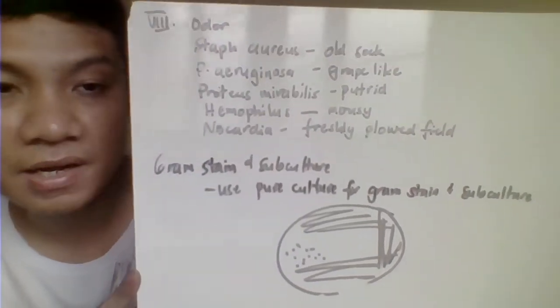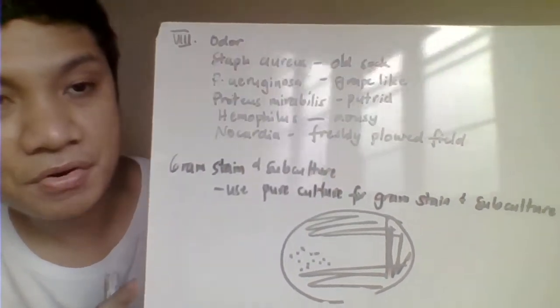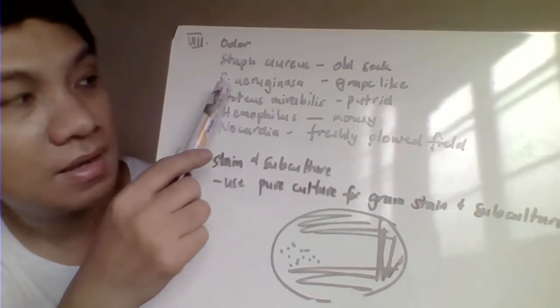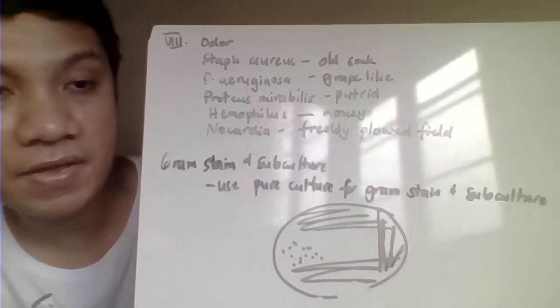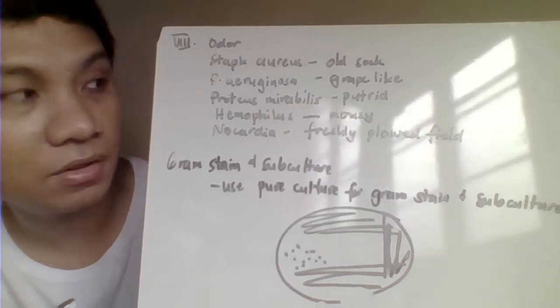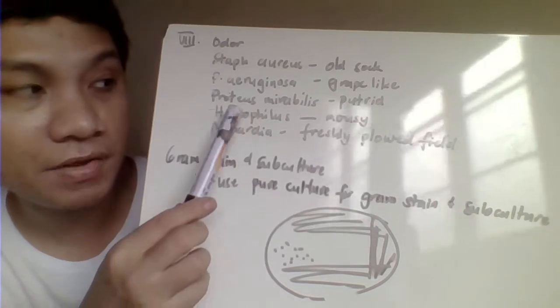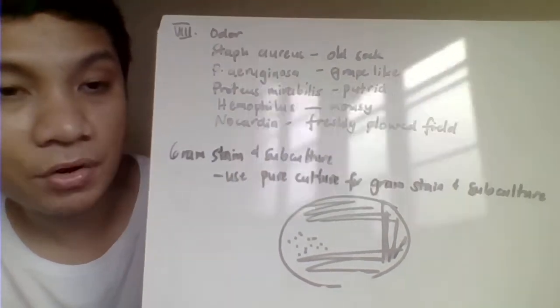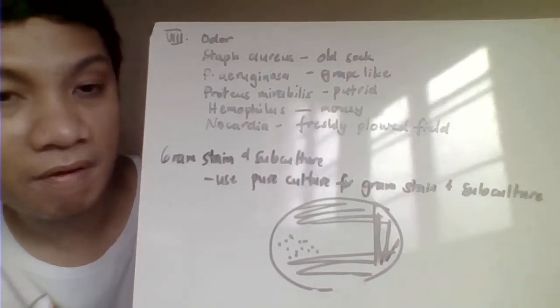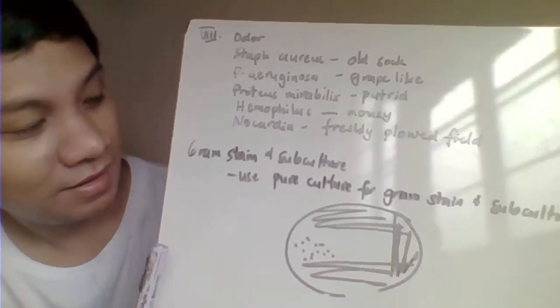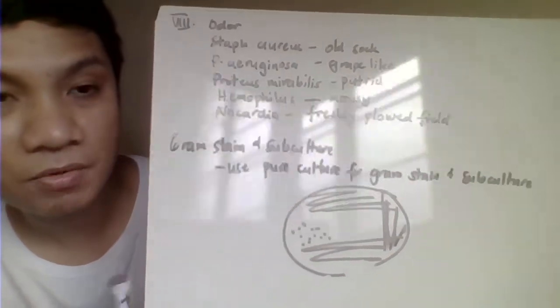Okay, then we have here the characteristic odor. So your staph aureus would have a characteristic old sack odor. Pseudomonas aeruginosa would have a fruity or grape-like odor. Proteus mirabilis would be putrid. Haemophilus would have a mousy odor. And we have Nocardia, which would have a freshly plowed field odor. So, like a rice field, something like that.